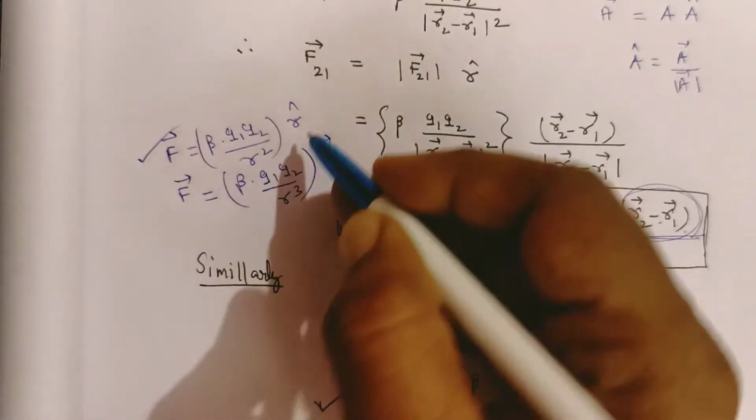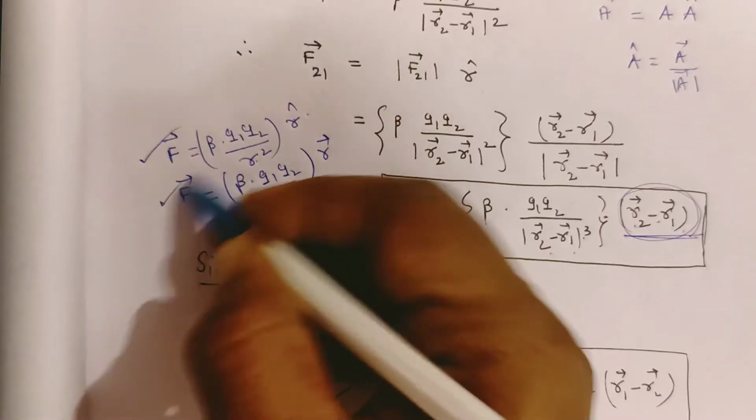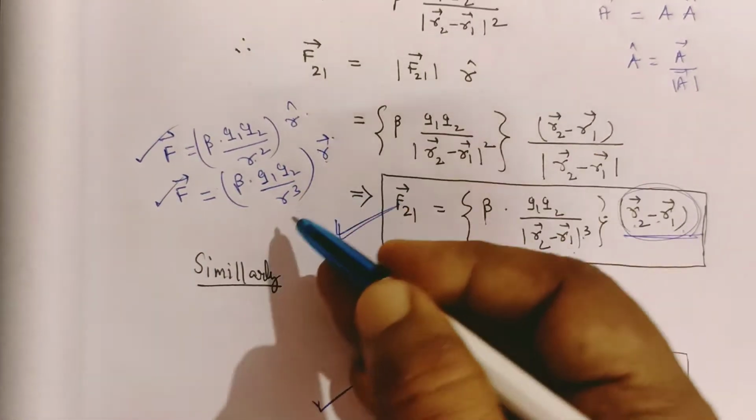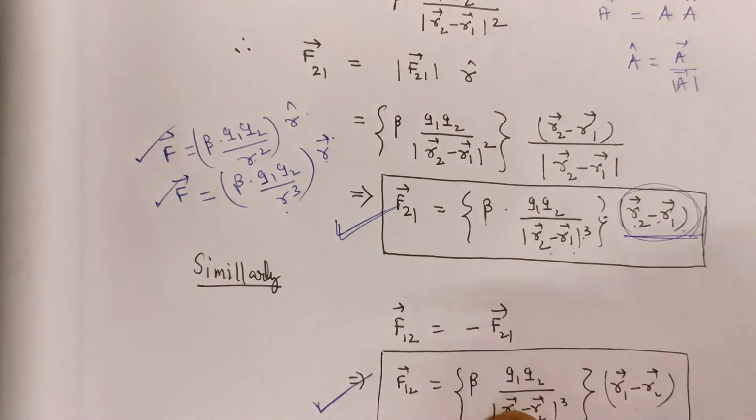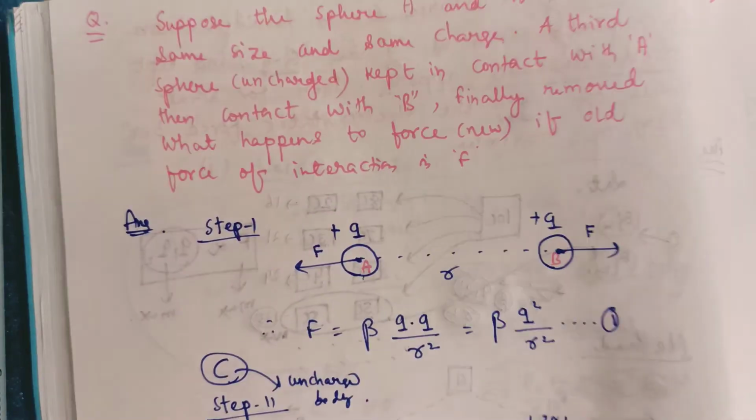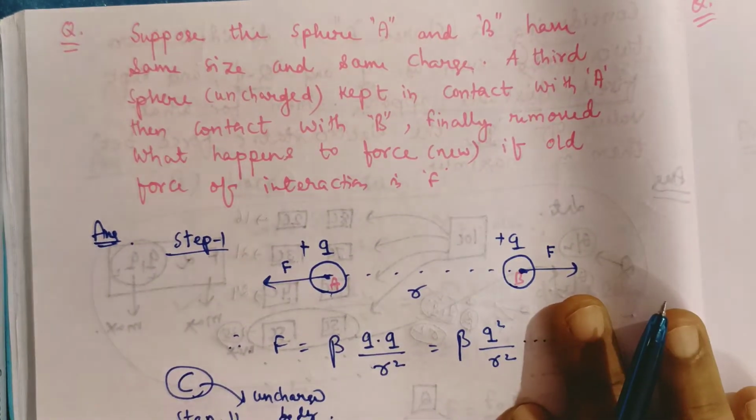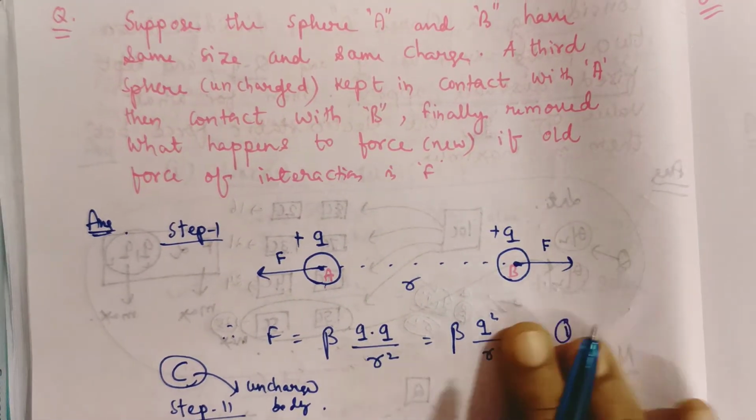So if its notation is R cap, then it will keep R square. If it is notated R vector, then it is represented as R cube. Okay. Now we will come to the next problem. This is the question. Listen very carefully and check it.